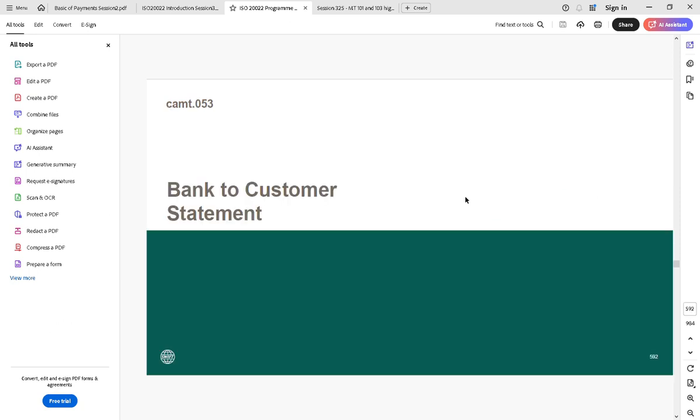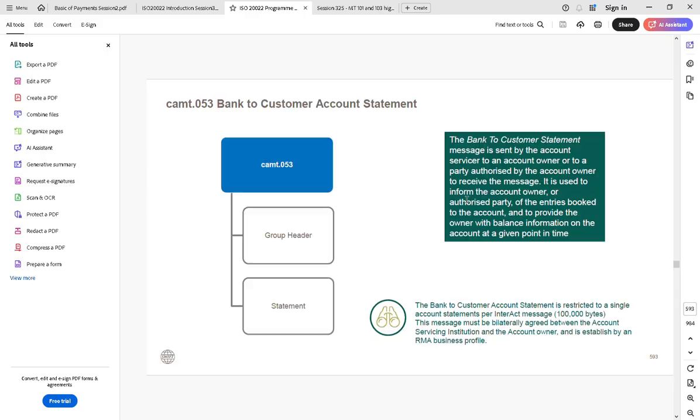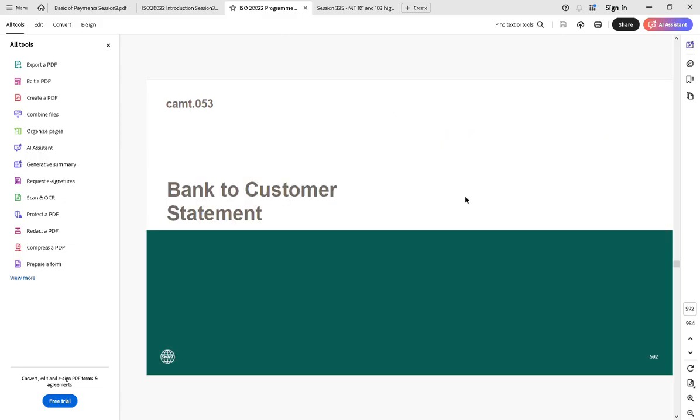CAMT.053. What is it? The bank to customer account statement is restricted to a single bank to customer statement message sent by the account servicer to the account owner or authorized party. It is used to inform the account owner and third party of entries booked to the account and to provide balance information on the account. Almost the same concept here as well. CAMT.053, but we will stop it for today.